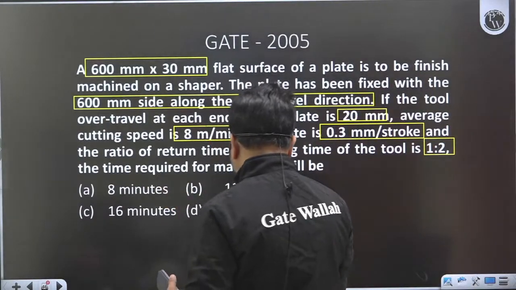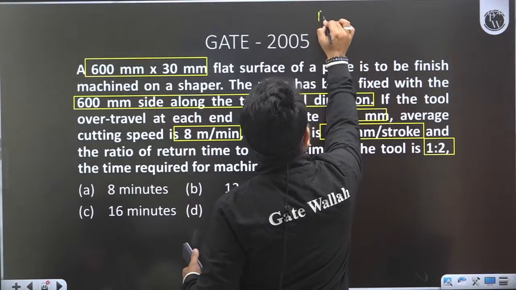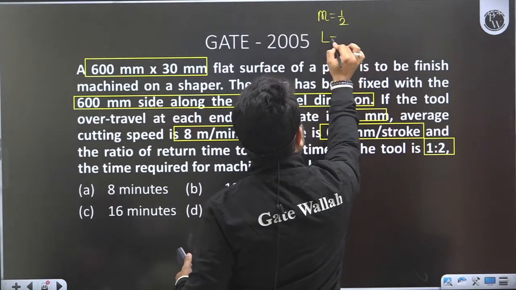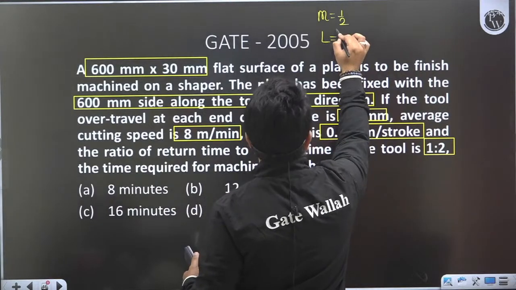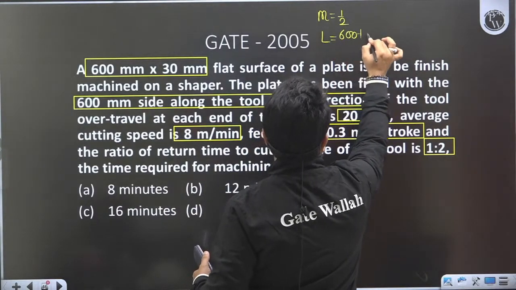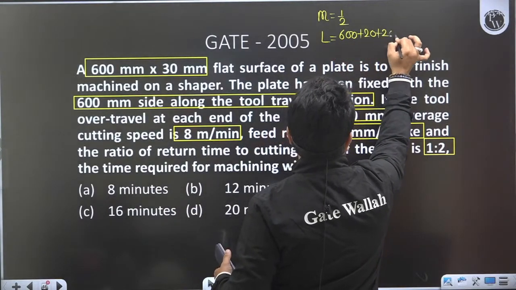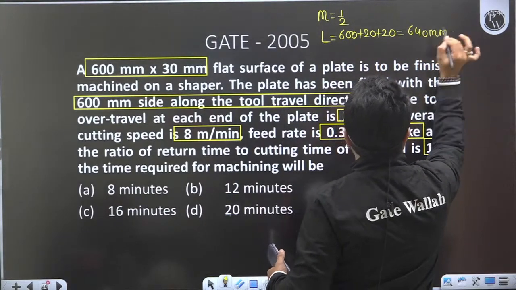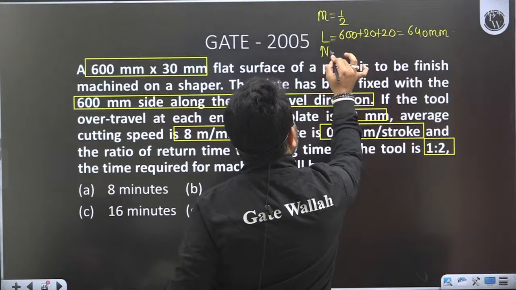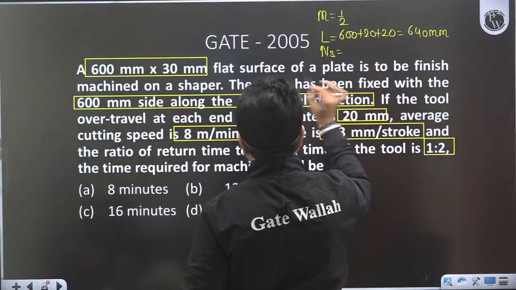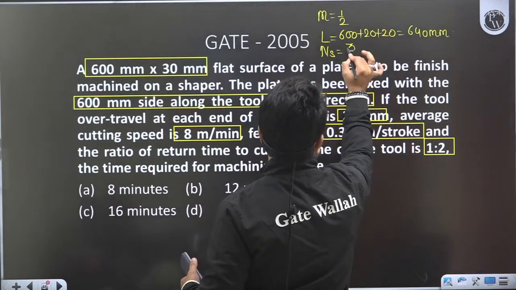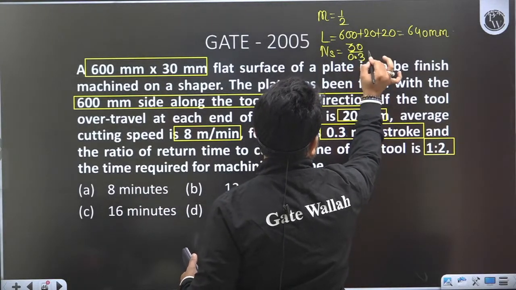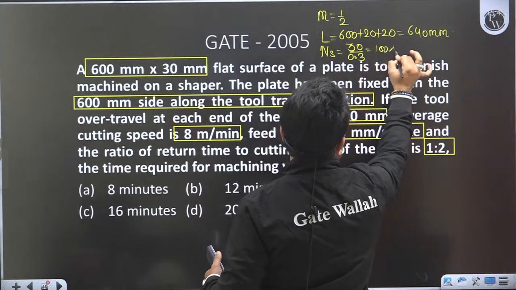The time for cutting is asked. Here the quick return ratio, that is 1 by 2, is given. The total length of machining is 600 plus 20 plus 20, that is 640 mm. The number of strokes is the width of the workpiece, 30, divided by the feed per stroke, 0.3, so 100 strokes.